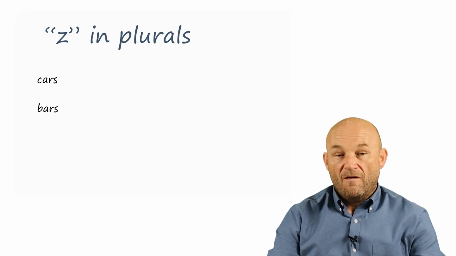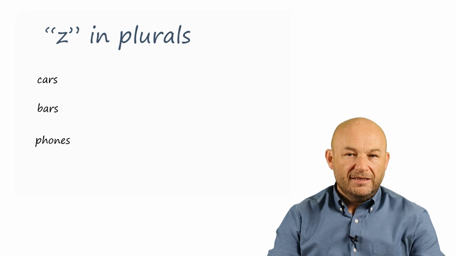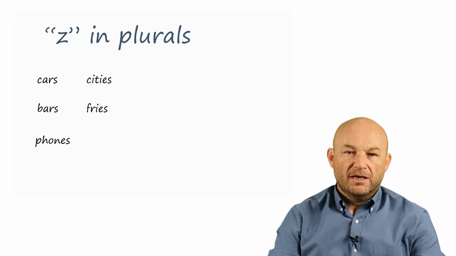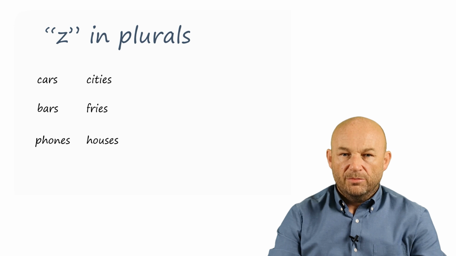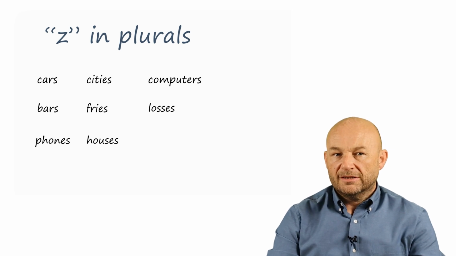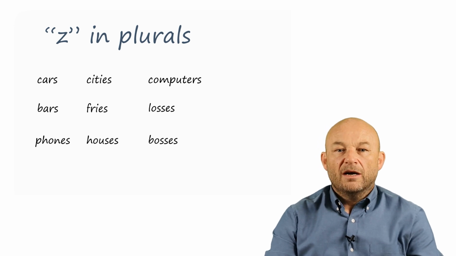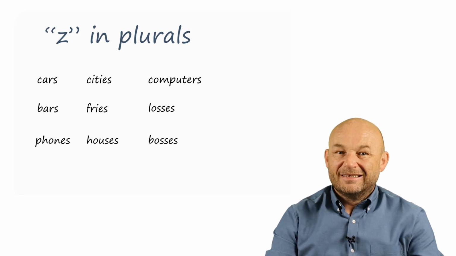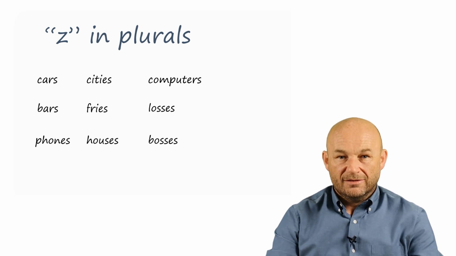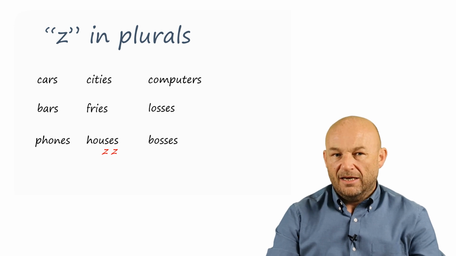Have a listen for the Z sound in these words. Cars, bars, phones, cities, fries, houses, computers, losses, bosses. These plurals are not pronounced with an S sound. Note the pronunciation of houses, houses. We have two Z sounds here.